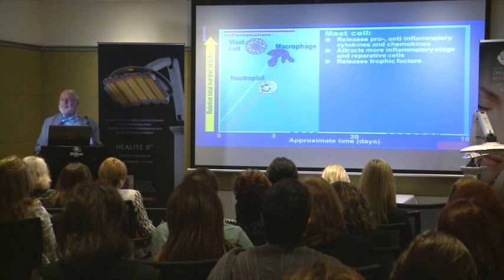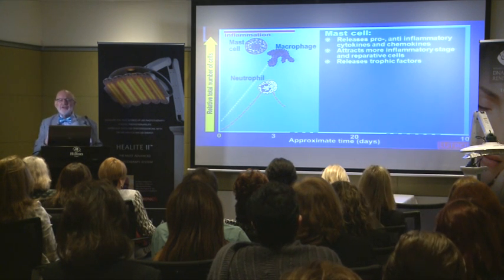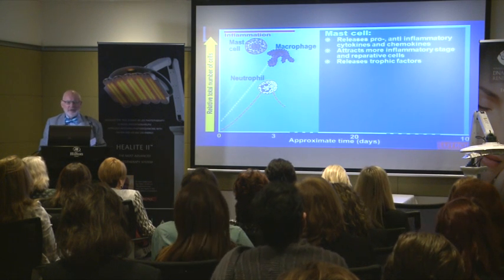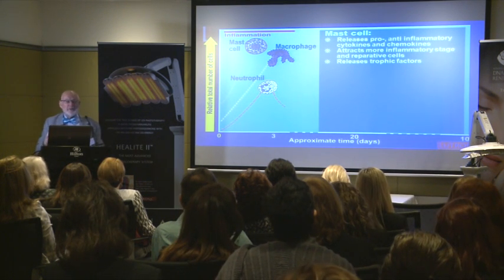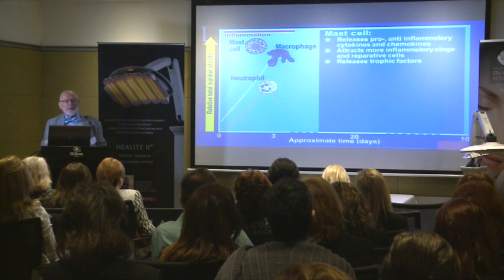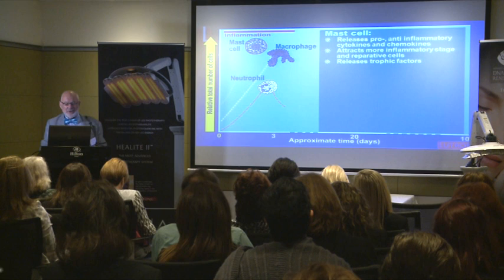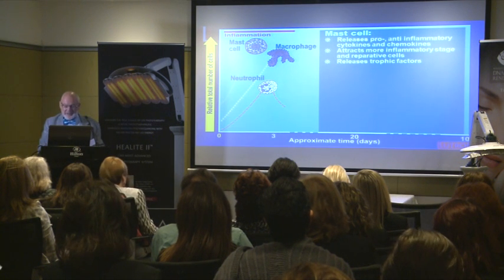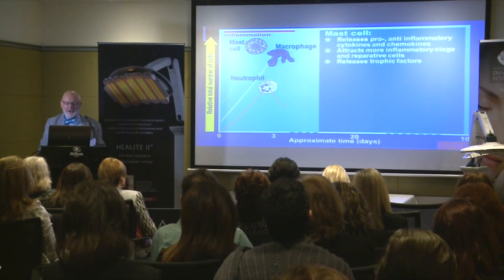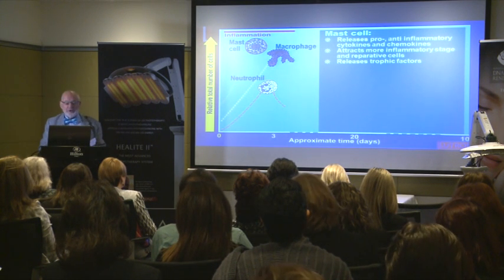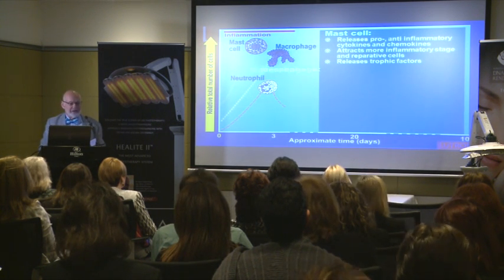Mast cells are like your body's chemist, pharmacist. They contain a bunch of really interesting cytokines, chemokines, and growth factors. They also help protect against vasospasm, and they have a very powerful antioxidant which also appears at the very end of degranulation. So we get more inflammatory stage cells recruited and we get growth factors released.